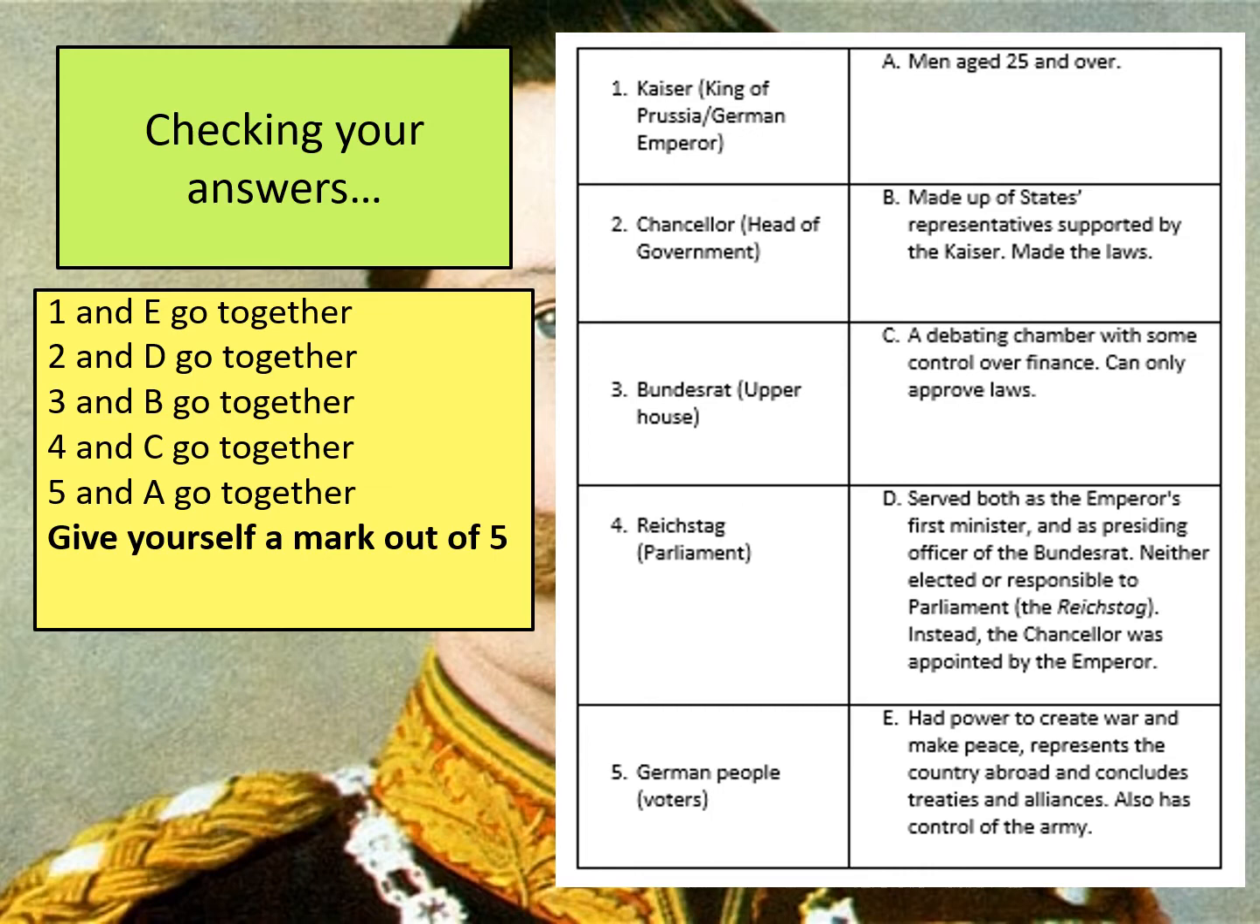That one should go with D, where he serves both as the Emperor's first minister and the presiding officer of the Bundesrat. Neither elected nor responsible to the parliament, instead they were appointed and responsible to the Kaiser.